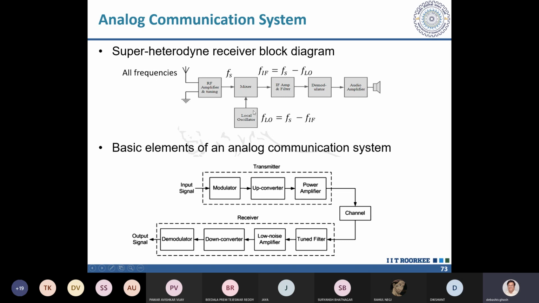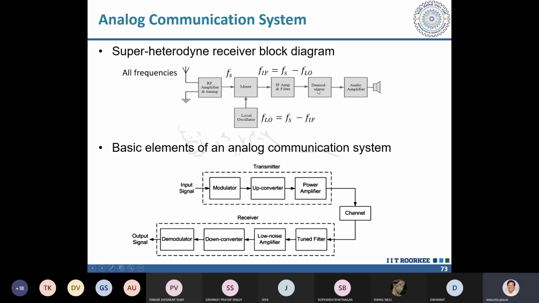Now when these two are multiplied, it will produce a signal FIF, which is equal to FS minus FLO. So whatever radio station I am going for, whether it is channel 1, channel 2, channel 3, channel 10, whatever it is, in all cases, at this stage, the frequency is fixed to FIF.